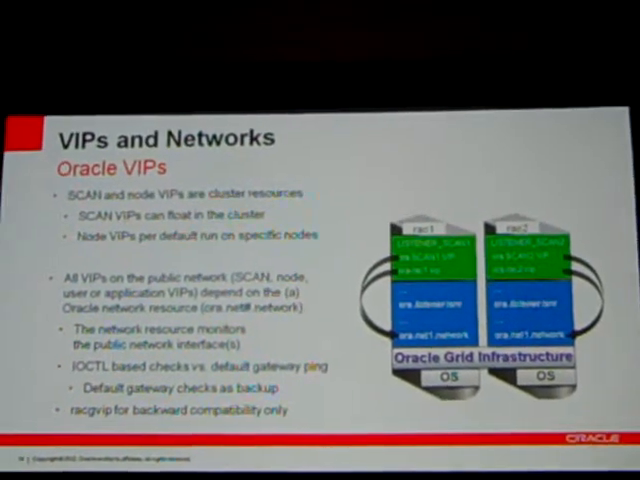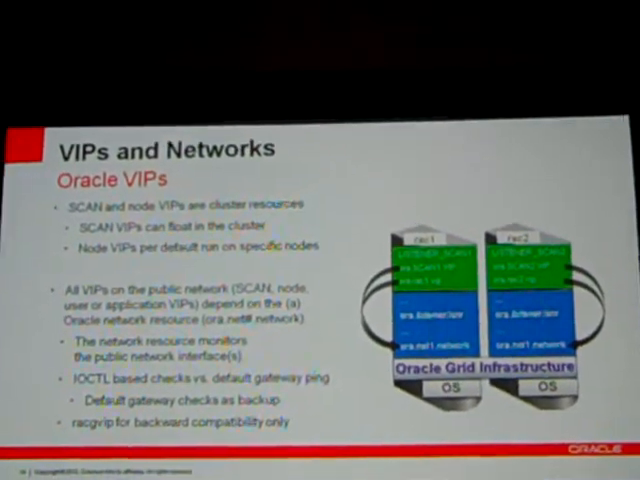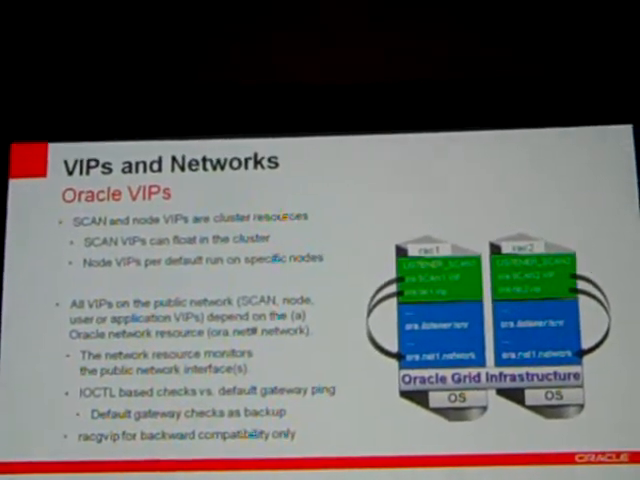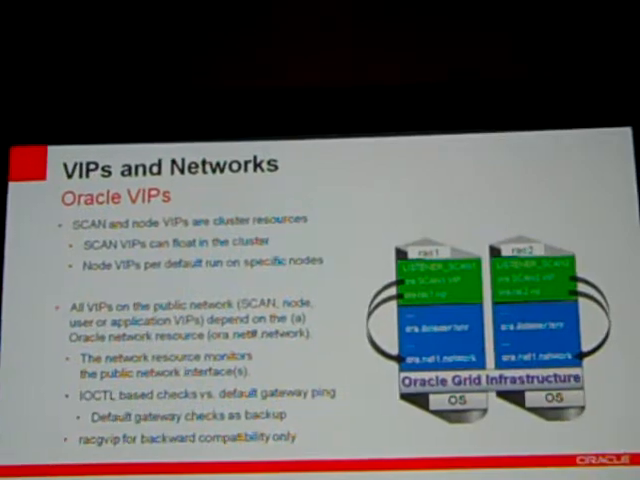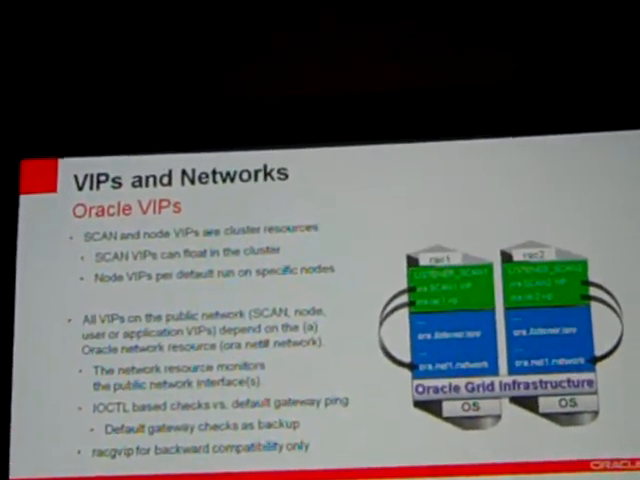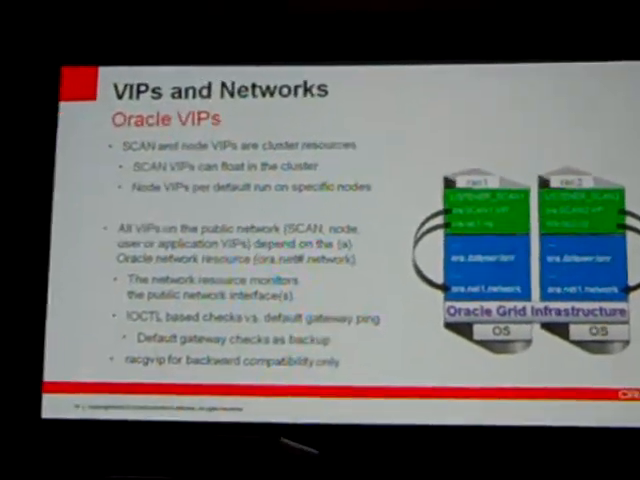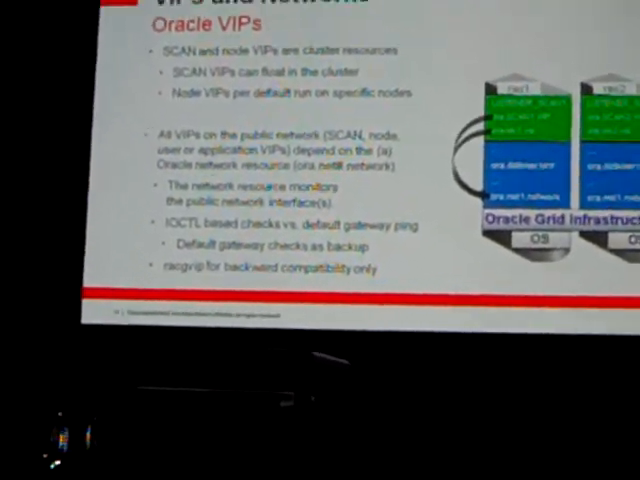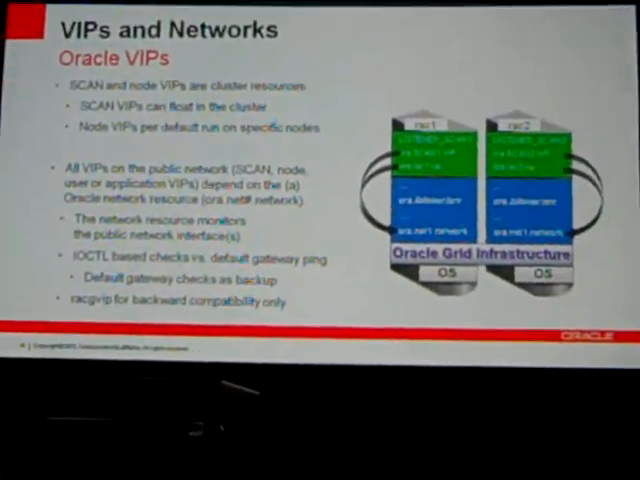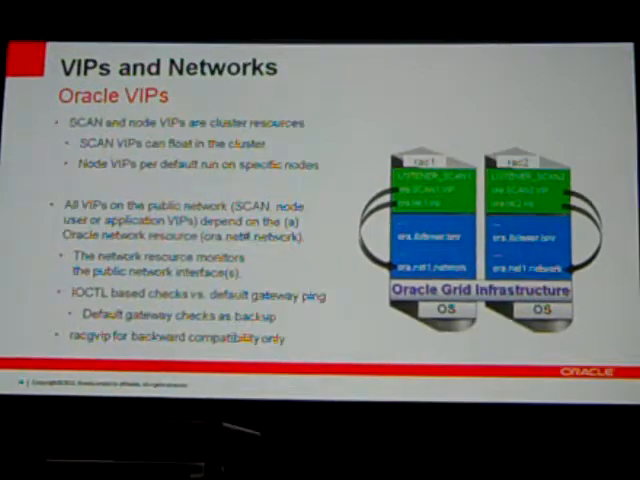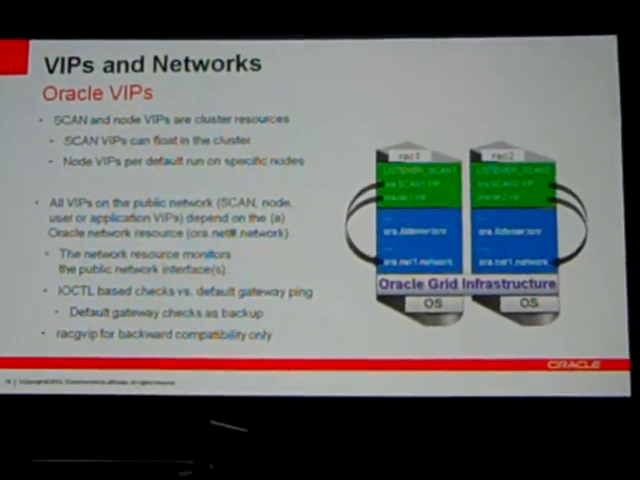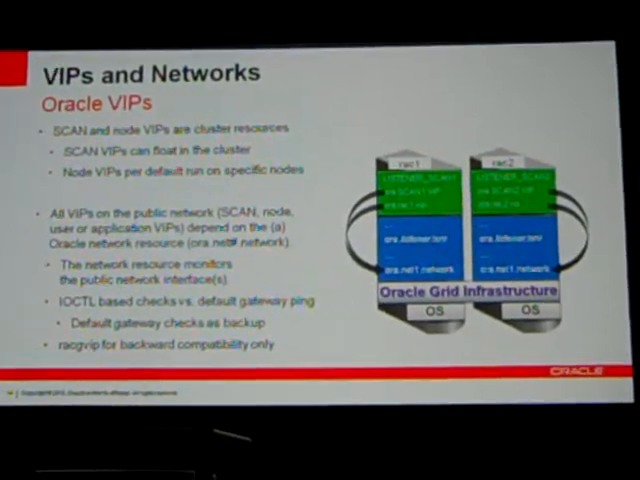So we issue an ioctl command to see whether the server still has a network interface that's up and running. And this is a big improvement because before 11g Release 2 we used the default gateway ping. And that had caused some issues. Some of you have worked around those issues using racgvip, and some of you have still tried to do it in 11g Release 2 and failed. That's because racgvip is only there in 11g Release 2 for backward compatibility. Changing it has virtually no effect.